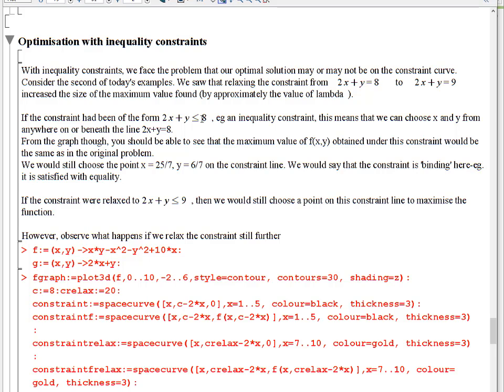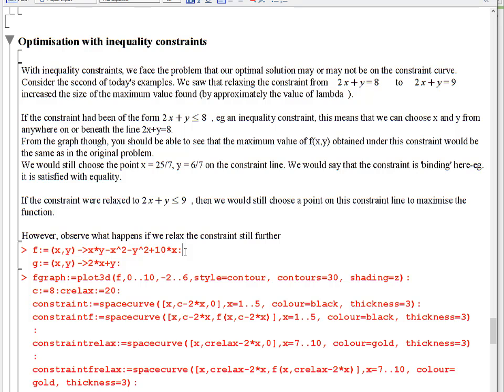So even though you're allowed to have less than or equal to 8 or less than or equal to 9, the best point is to go right up onto the constraint line, so the constraint is binding. If you could, you'd want to have more, but you can't, so you're right up against the constraint. However, what happens if you relax the constraint still further?